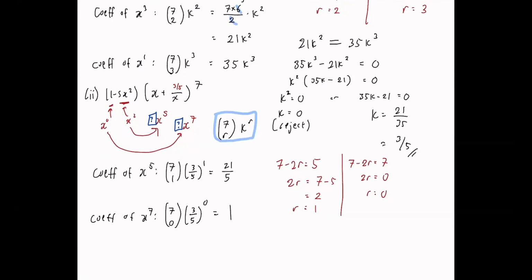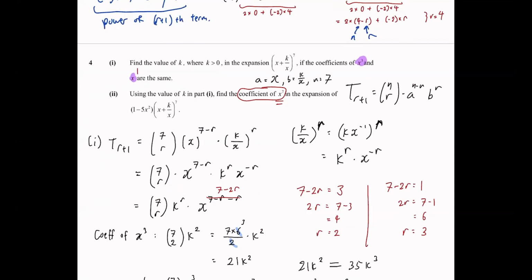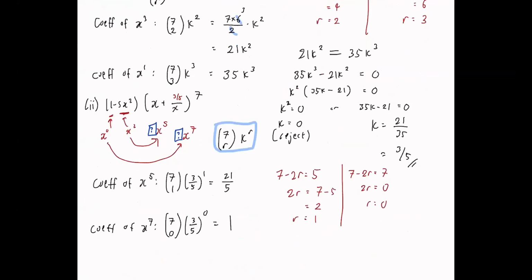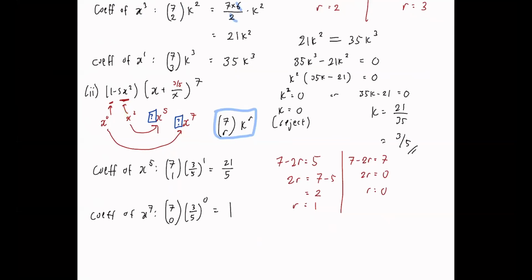What did the question ask again? Find the coefficient of x power 7. So that means we just need to take this number, which is negative 5, multiply by the first question mark, which is 21 over 5. And then we take the coefficient of this constant term, which is just 1, multiply by this second question mark, which is 1. So the answer will be negative 5 times 21 over 5 plus 1 times 1.